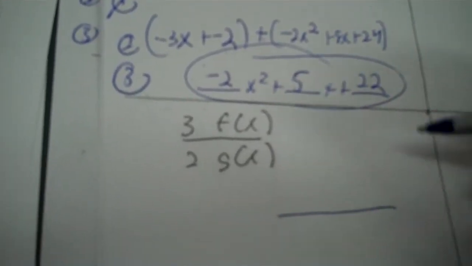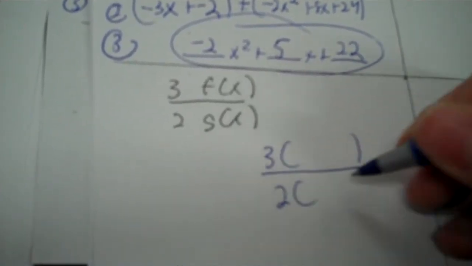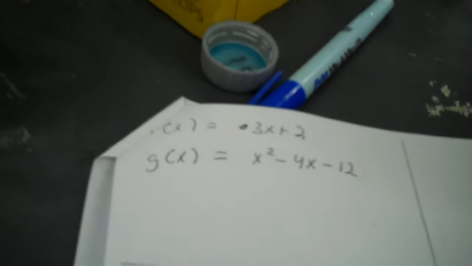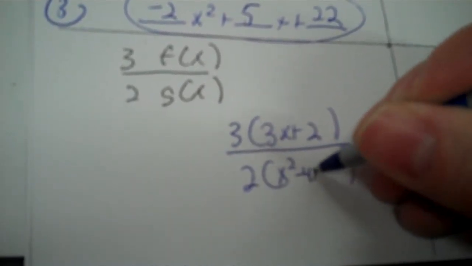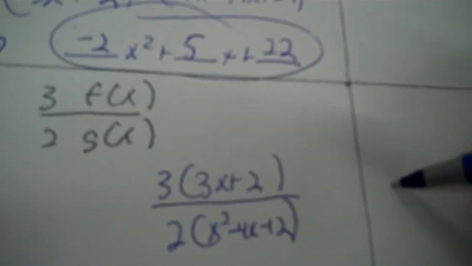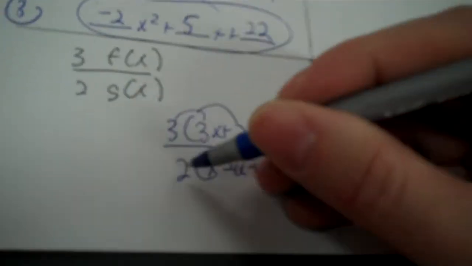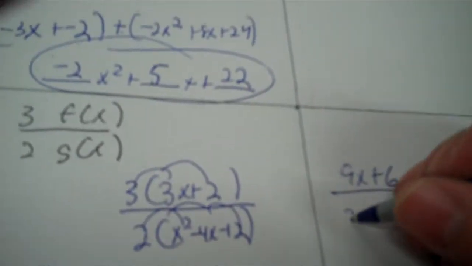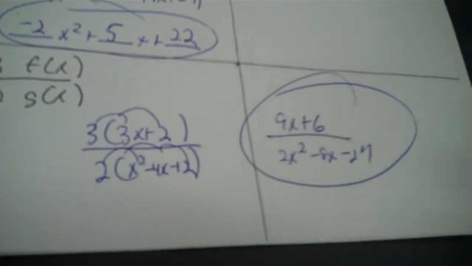Okay, now in the quotient problem, you apply a 3 and a 2. So the f function's on top, 3x plus 2, and the g function is x squared minus 4x minus 12. Now, all you have to do now is distribute. So that's 9x plus 6, and then here that's going to be 2x squared minus 8x minus 24. Okay, and that's all further you can go with what your knowledge of how those work. Okay, another subtraction.